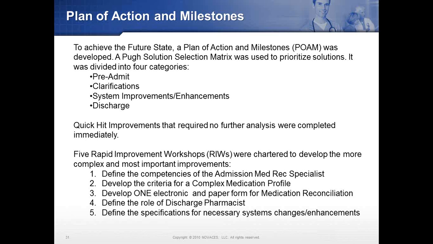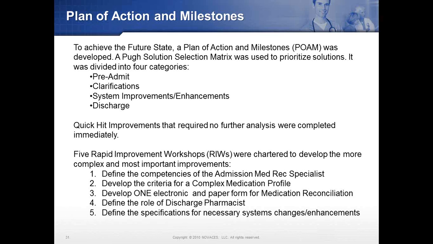And then we had to define the role of the discharge pharmacist. For those high-risk patients, those complex med profile patients, a discharge pharmacist review was critical. And then, of course, defining all of those specifications for any systems, EHR changes and enhancements, making sure that all of the changes that the team needed done in the health record and their other systems was done appropriately, communicating that stuff to the software vendors.